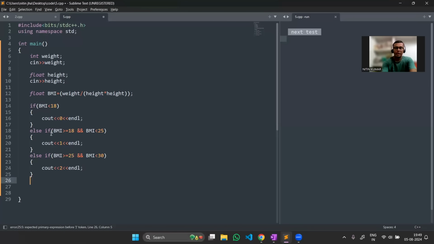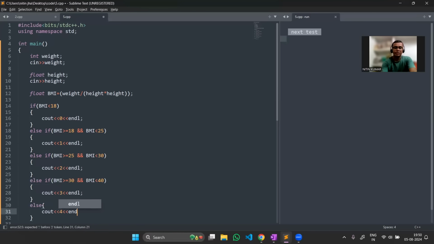Clear. And the next case would be that if my BMI is greater than or equal to 30 but less than 40, then I would print 3. That means it belongs to category number 3. Otherwise, if all of them are not true, then I will just go to the last case, the else case. That means if it is greater than 40, then I will just print the category number 4.